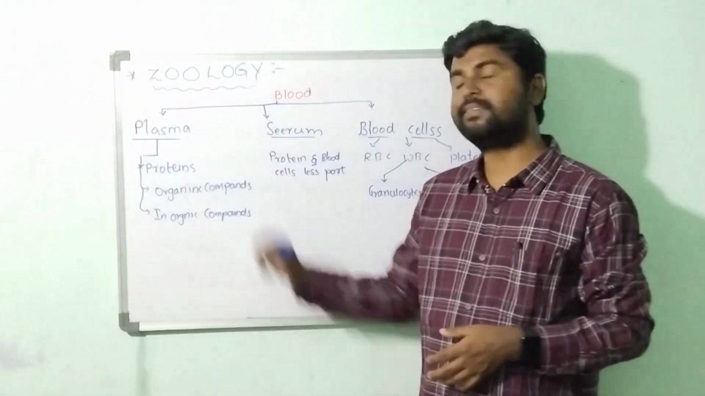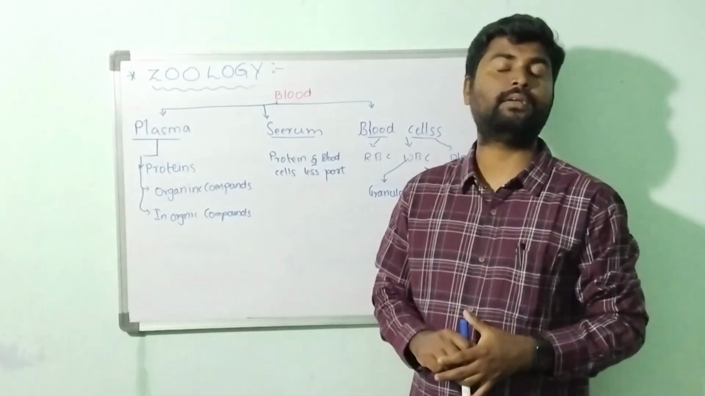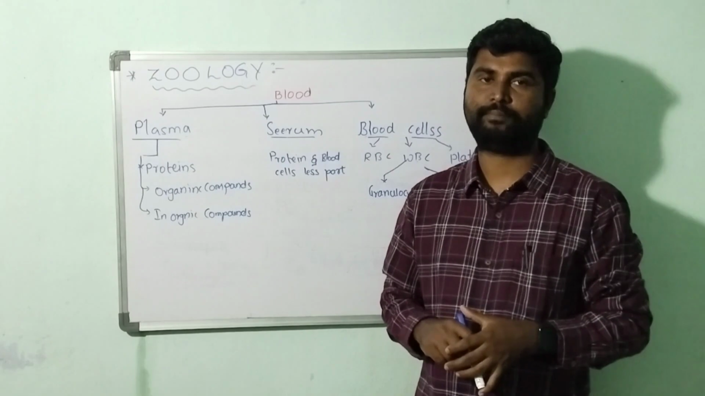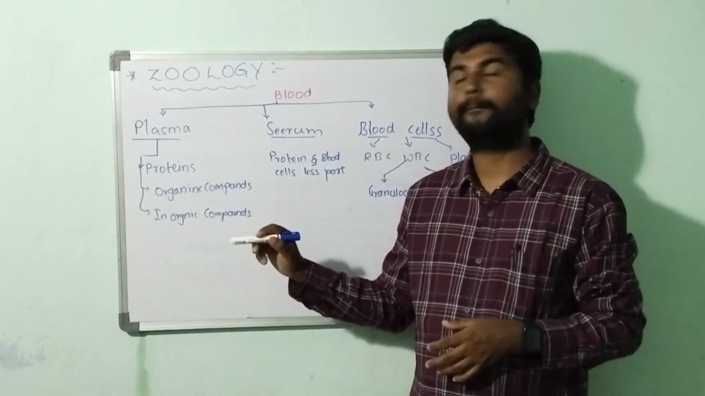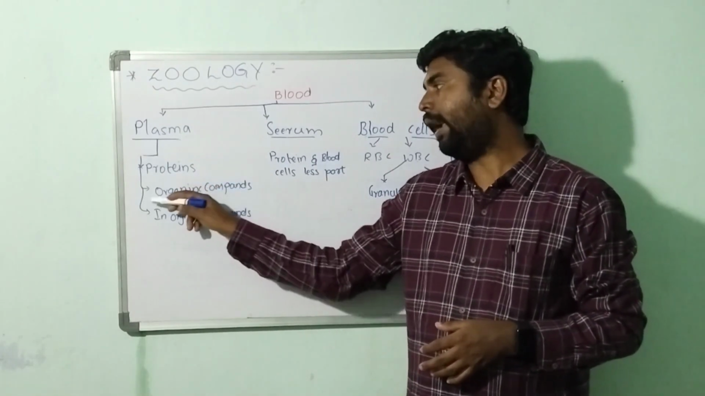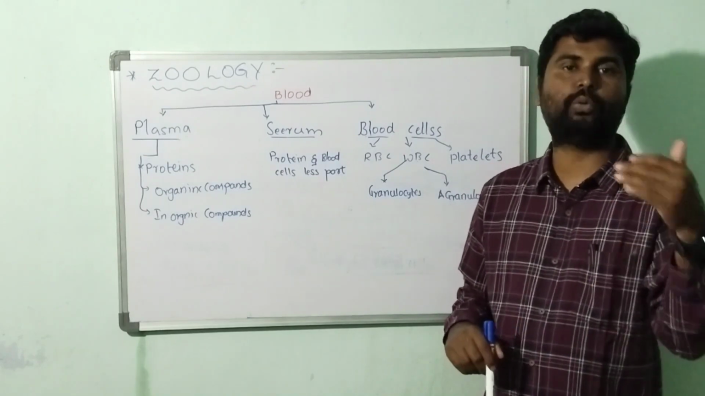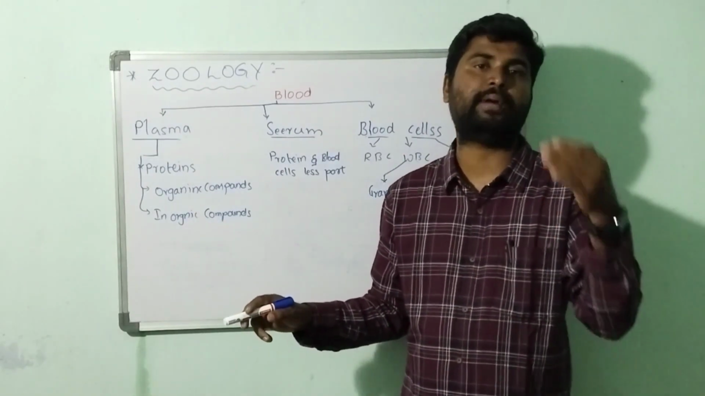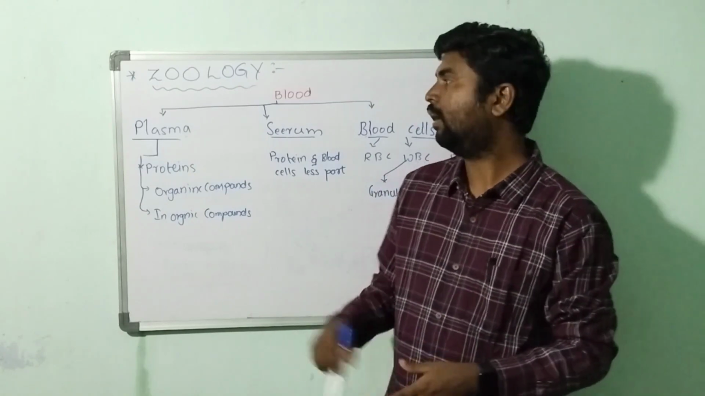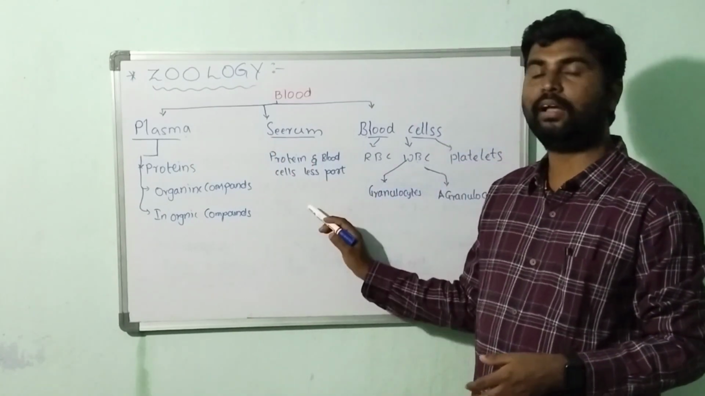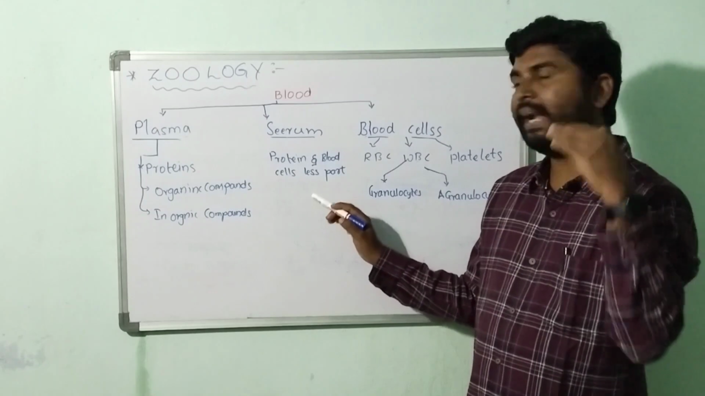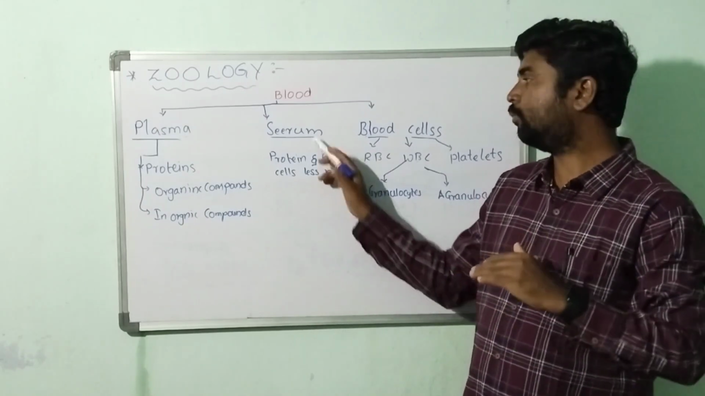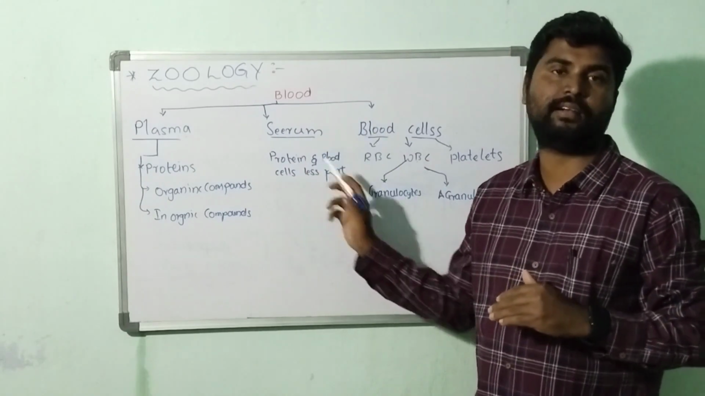So what are the proteins? Proteins like albumin, globulin, thrombin and fibrinogen. These are the proteins present in plasma, along with organic compounds like glucose and glucagon, and inorganic compounds like zinc, magnesium and a special one, ferrous. And coming to serum, it is the part with proteins and blood cells removed. It is mostly used to detect antigens.